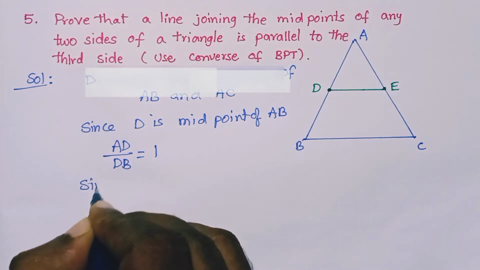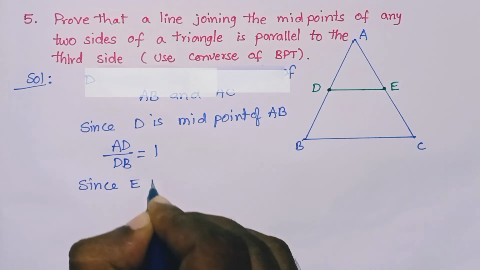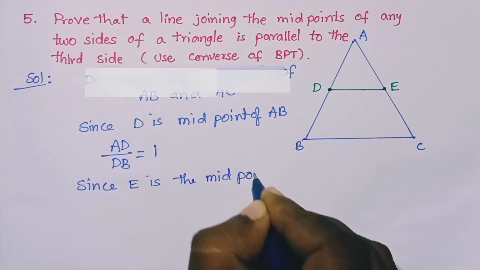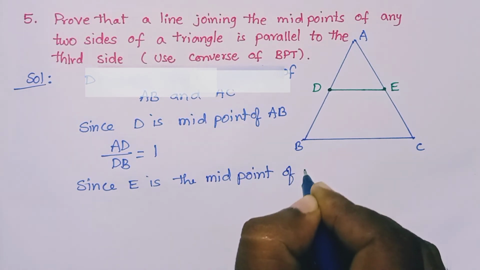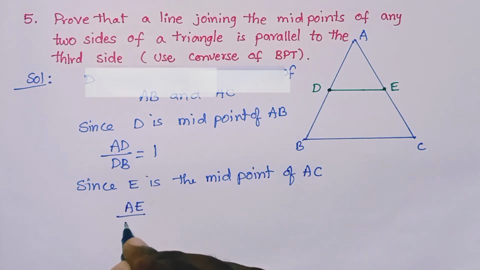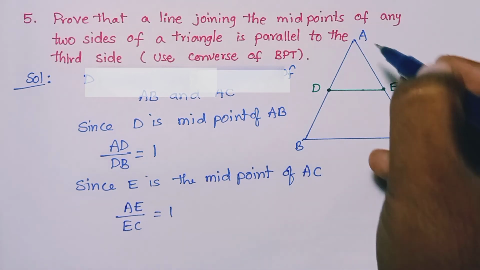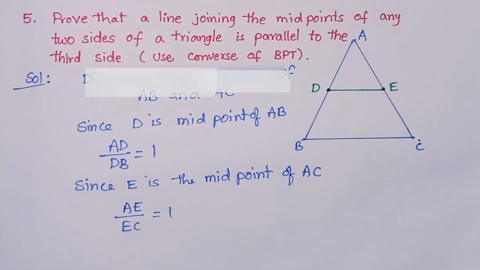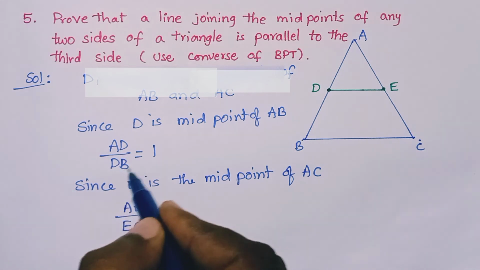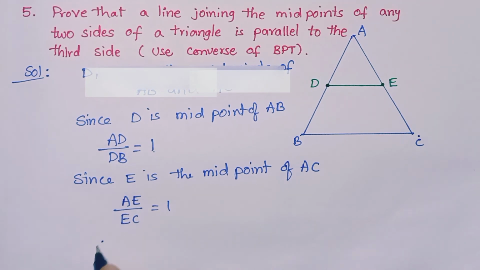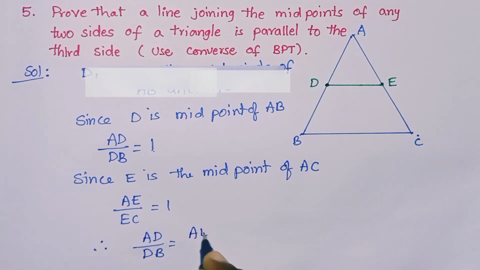Similarly, since E is the midpoint of AC, here also we can write AE by EC is equal to 1 because the lengths of AE and EC are equal since E is the midpoint of AC. Now what happens here? AD by DB is equal to 1, AE by EC is equal to 1. So we can conclude, therefore, AD by DB is equal to AE by EC.